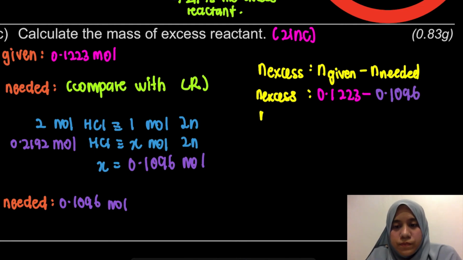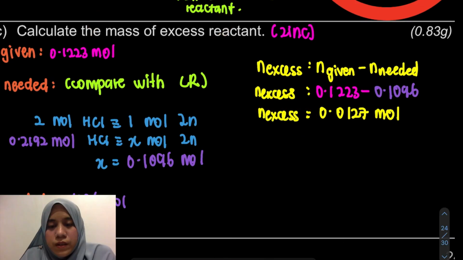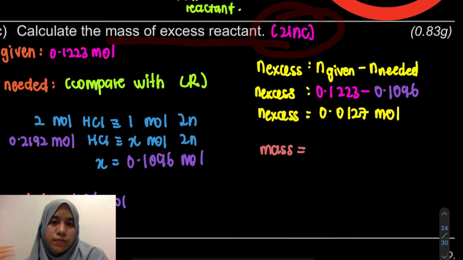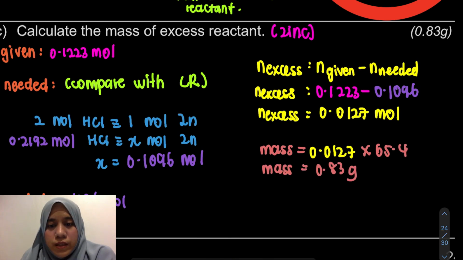Okay. So we get the number of mole as 0.0127 mole. Now this is the number of mole, so we can find our mass. How do we find our mass? Multiply by the molar mass, which is our zinc, 65.4. So this is actually the mass. Okay, so that's it for question C.